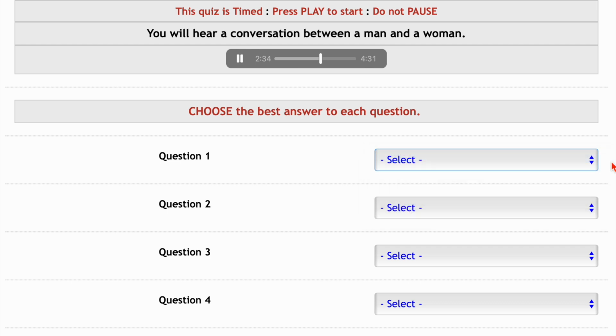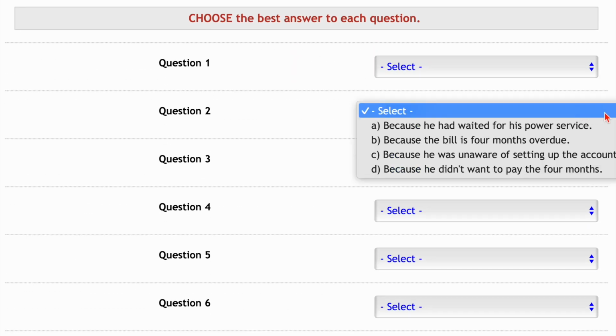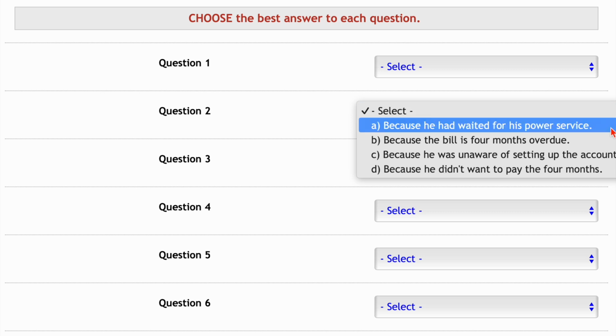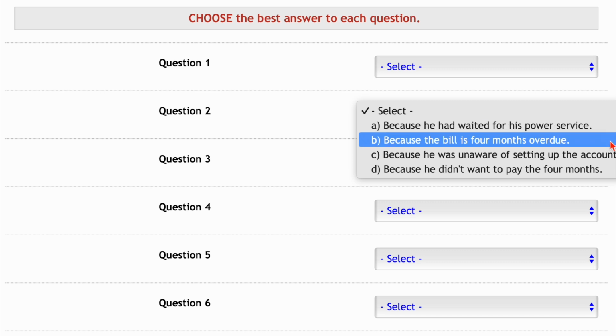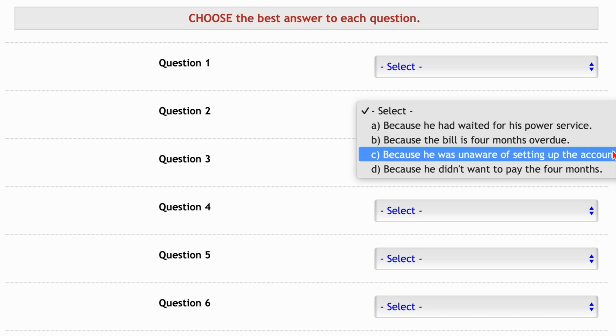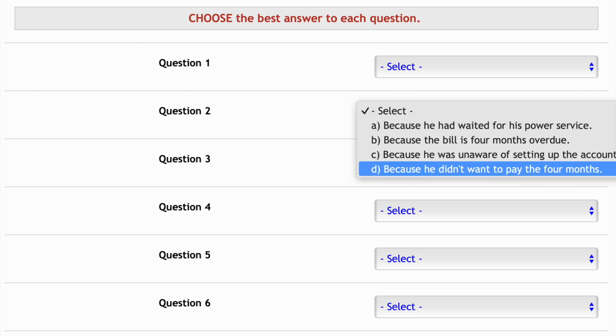Question 2. Why is the man asking about the situation now? Because he had waited for his power service, because the bill is 4 months overdue, because he is unaware of setting up the account, because he didn't want to pay the 4 months.